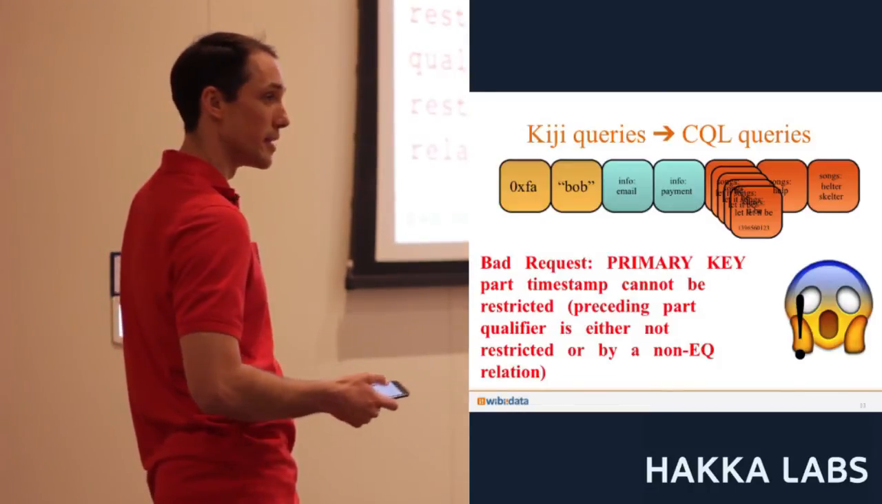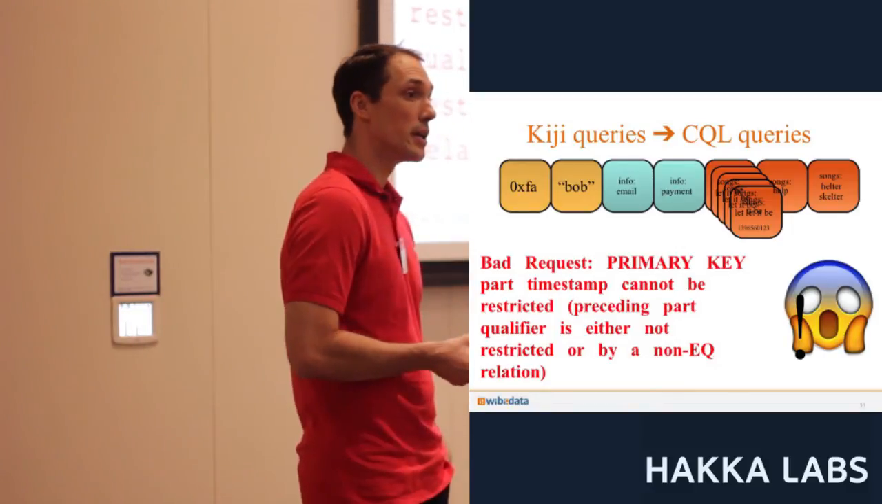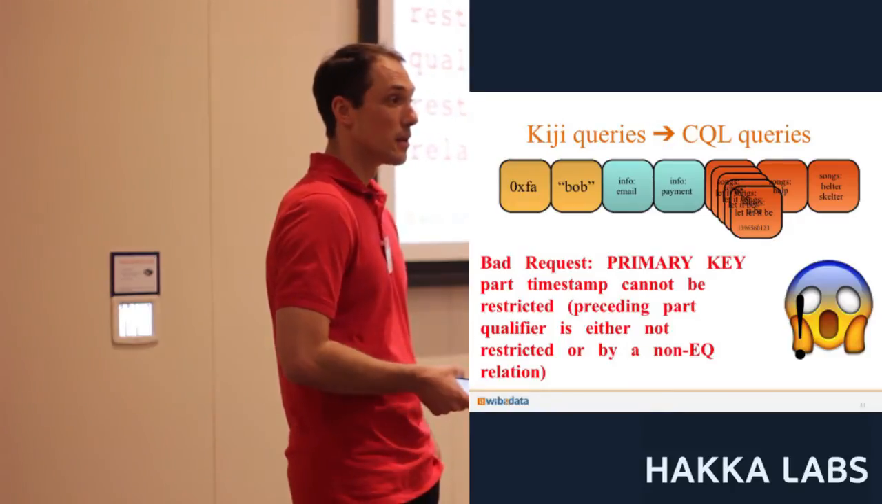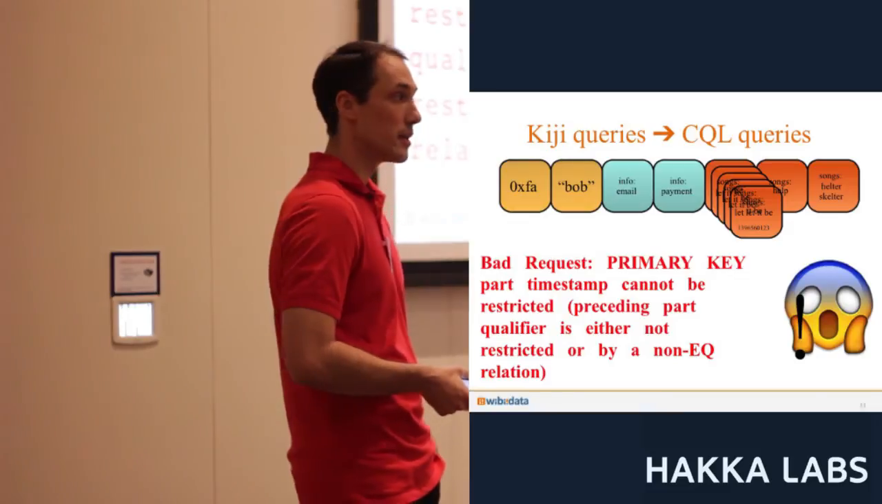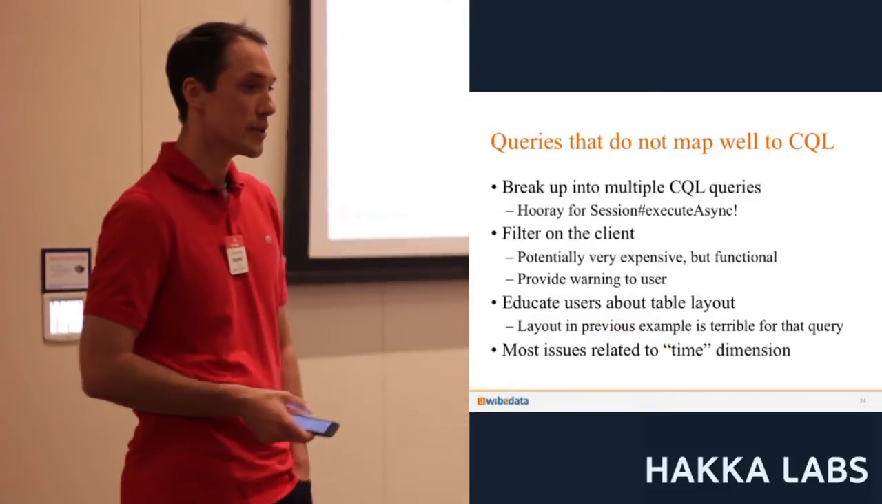But this blows up in Cassandra, so we have to work around this in Kiji. And a lot of the work in providing support for Cassandra in Kiji has been identifying corner cases like this and figuring out workarounds. So what do we do about these kinds of tricky queries?